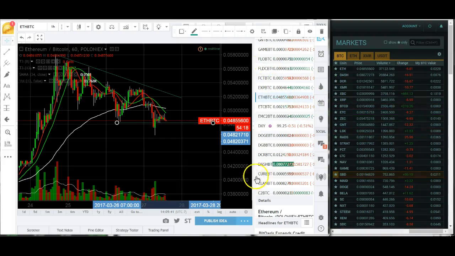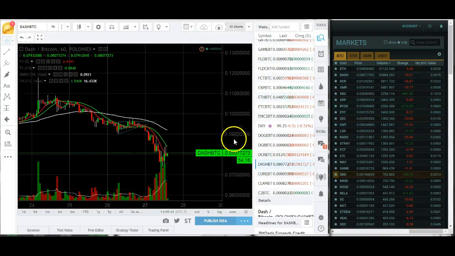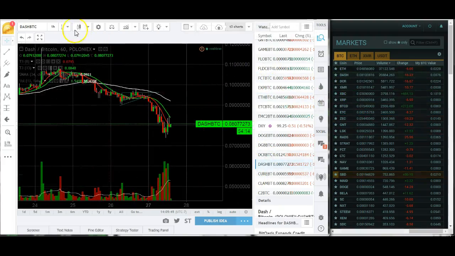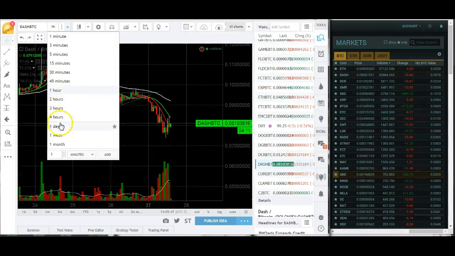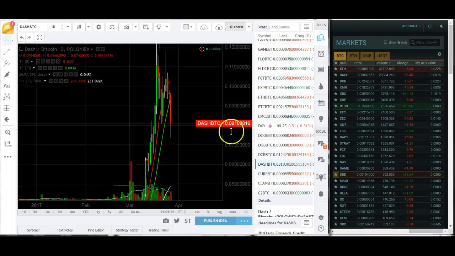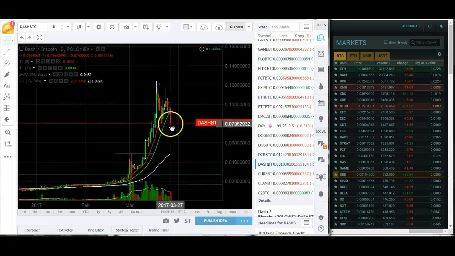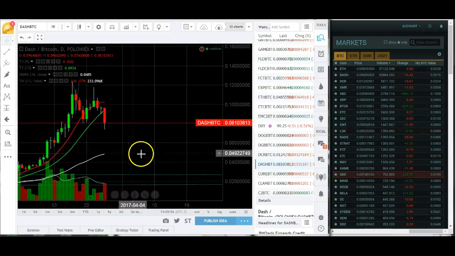Let's look at Dash. Dash has got some volume. All right, let's find a bottom in this one. All right, broke down pretty good. Where's the support? I don't think it's ready yet.